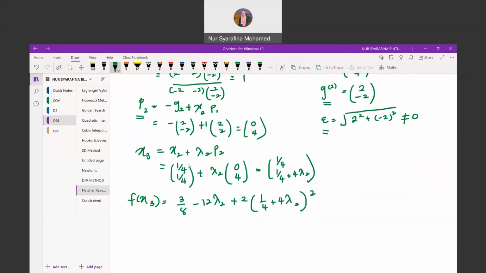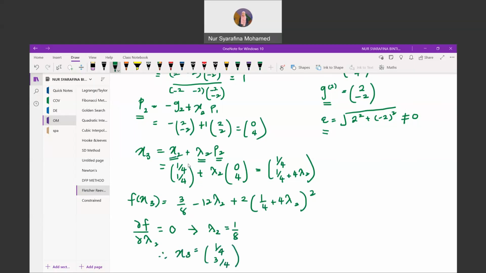Okay, so from here again, minimize the function. So we need to differentiate this f with respect to lambda 2, equal it to 0, and find the value of lambda 2, which is equal to 1 over 8. So from here, once you get your lambda 2, you can have your x3 because you already have your x2 and p2. So x3 equals 1 over 4 plus 4 times 1 over 8, 3 over 4.